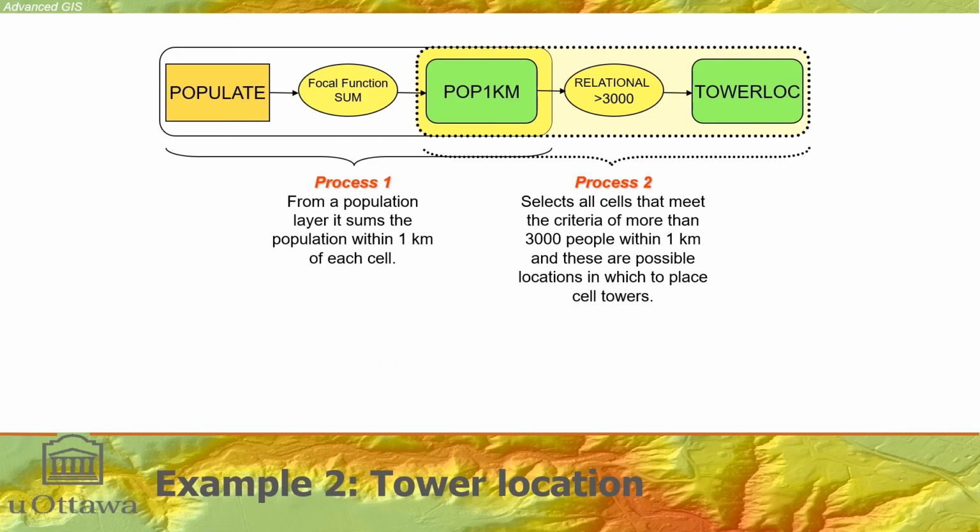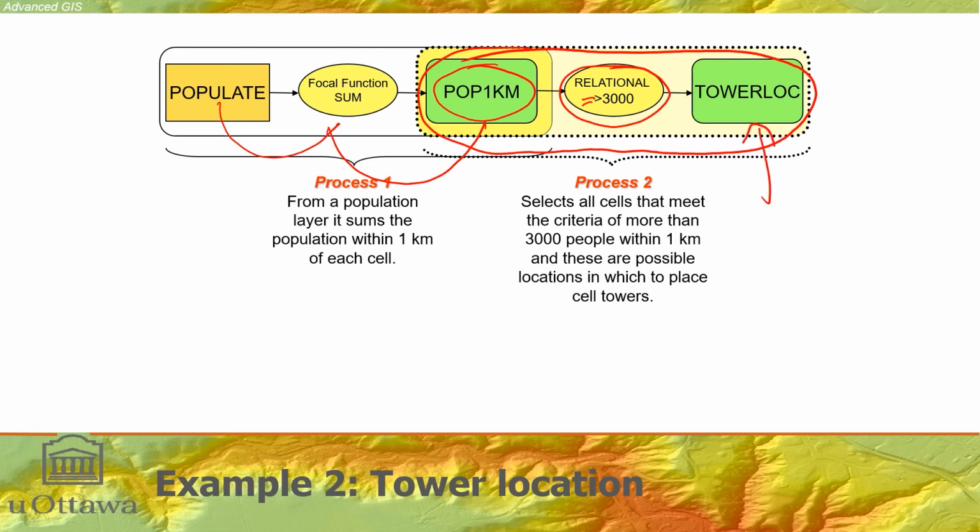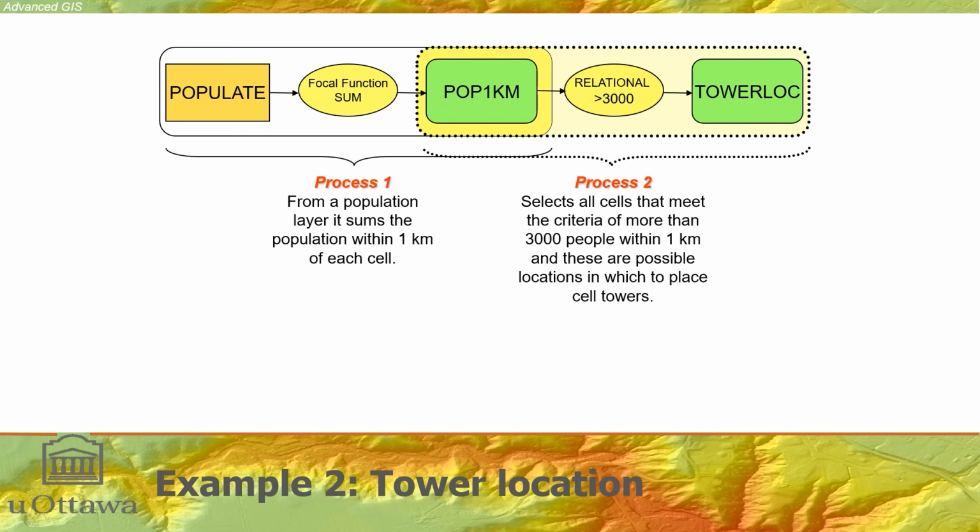So the cartographic model in this case is just two processes together. The first one, which we just saw, is the population focal sum, which gives population within 1 kilometer for each cell. So the output raster for every cell tells us how many people there are within 1 kilometer of that cell. That is then the input to the second process, which is a simple relational operation. We'll say that's greater than or equal to 3,000. And the output is basically just like our suitability model. It's suitable locations for a tower in this case. So the concepts aren't any different. It's just a different example.